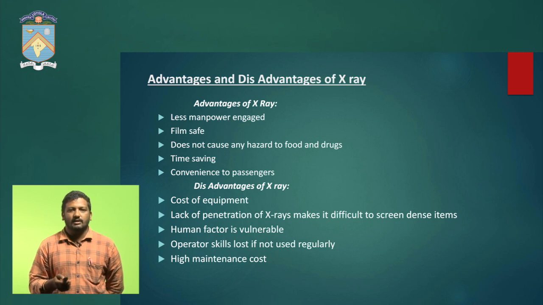The advantages of the X-ray machine are that less manpower is required, it is film safe, it does not cause any hazard, and it saves time. The disadvantages are the cost of equipment, the human factor is vulnerable, and high maintenance cost is required.